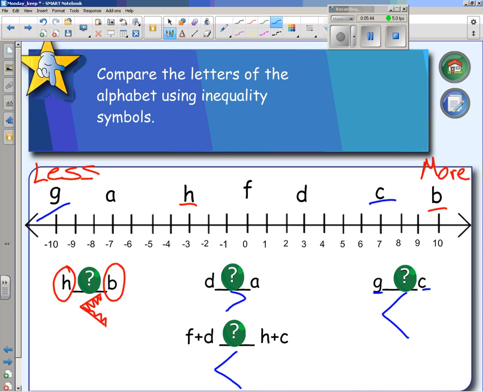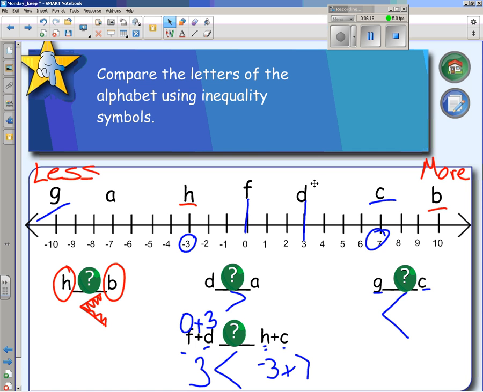And the one that might have given you a little bit of trouble is this one down at the bottom, F plus D and H plus C. But one way you could have done this is to actually put in the values of each letter and then do the addition problem. So F equals 0 and D is 3. So I know you can all do 0 plus 3. It gives us 3. And then I have H over here, which is negative 3, and C, which is 7.